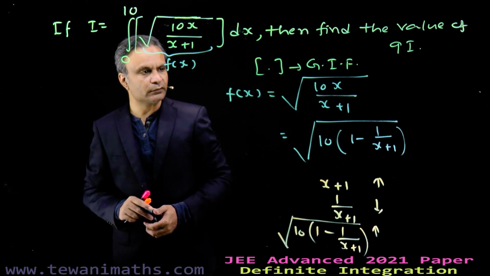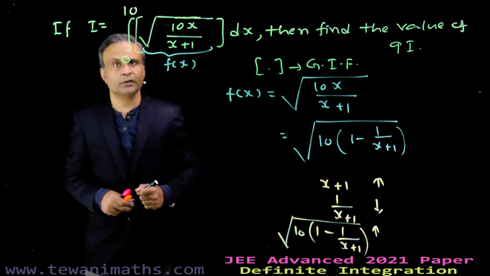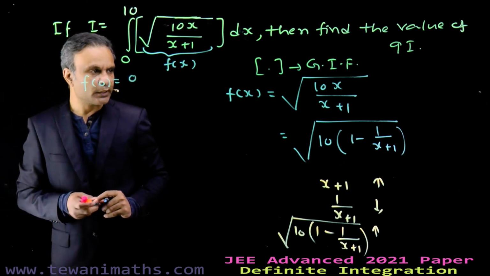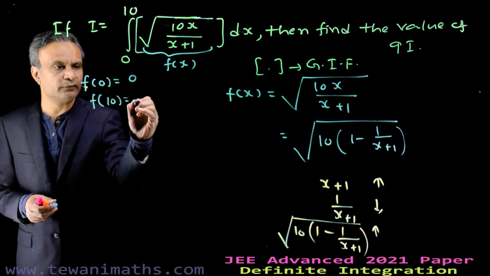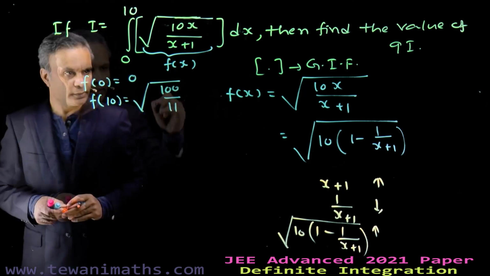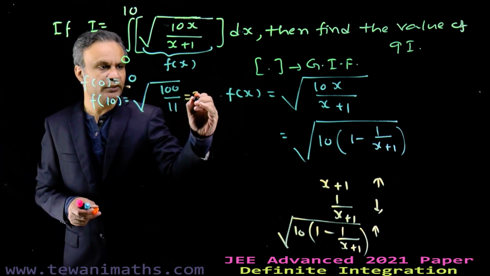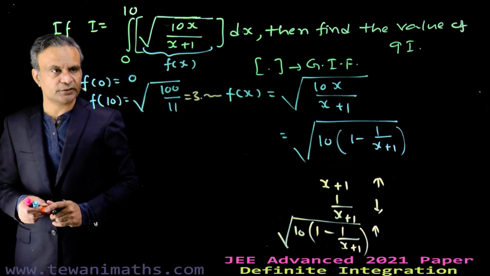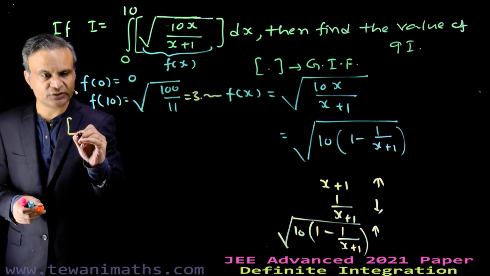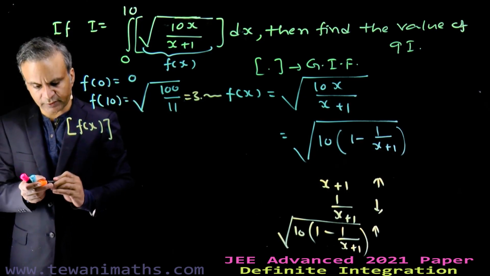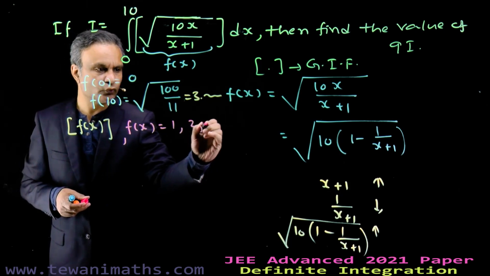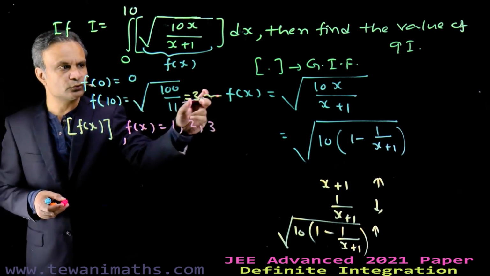Then what do we do? We find the values of f x at end points of intervals. Here we have values 0 and 10. Value of f of 0 is 0, and value of f of 10 will be square root of 100 over 11. 100 upon 11 is 9 point something, so its square root will be 3 point something. So f x moves from 0 to 3 point something when x moves from 0 to 10. So greatest integer of f x will be discontinuous when f x crosses three integers 1, 2 and 3. There will be three integers in the interval 0 to 3 point something.